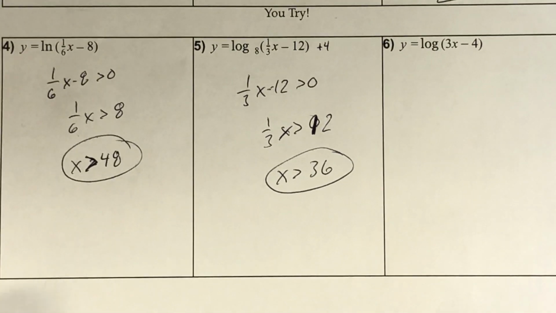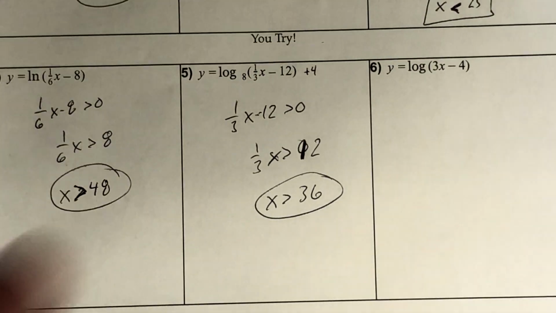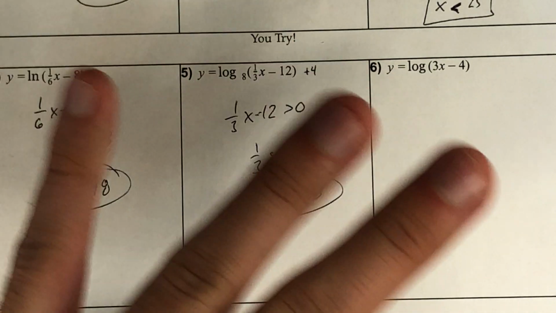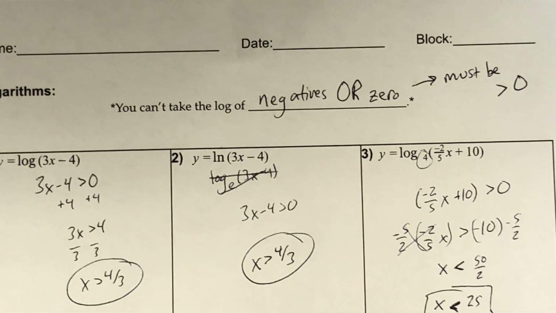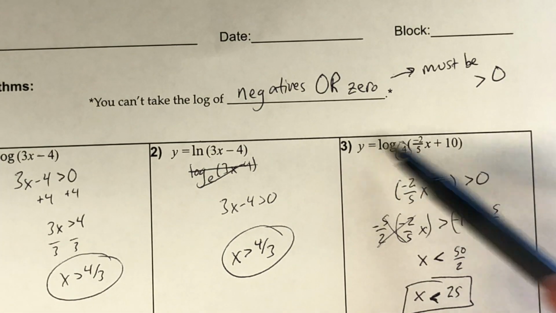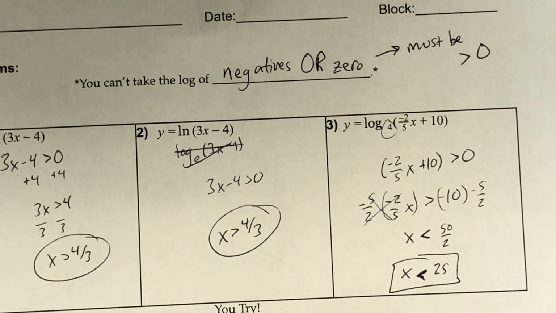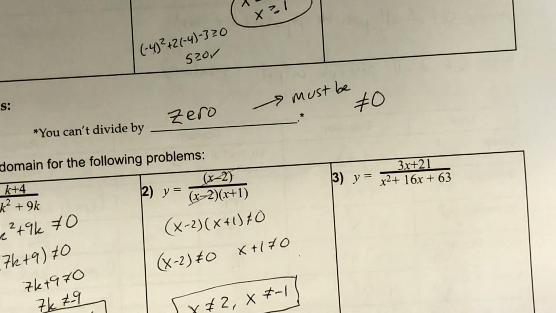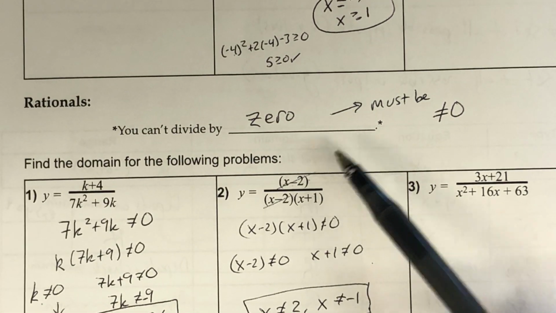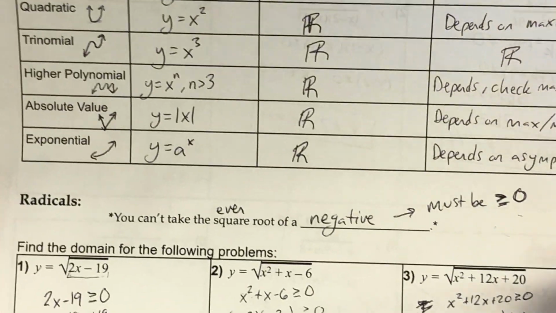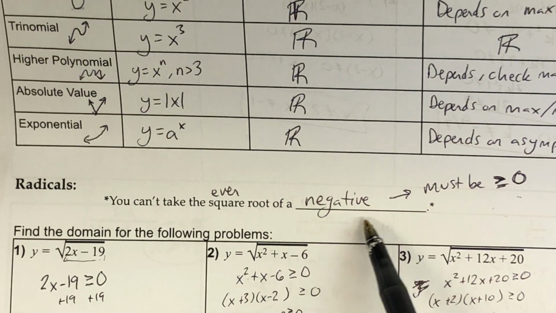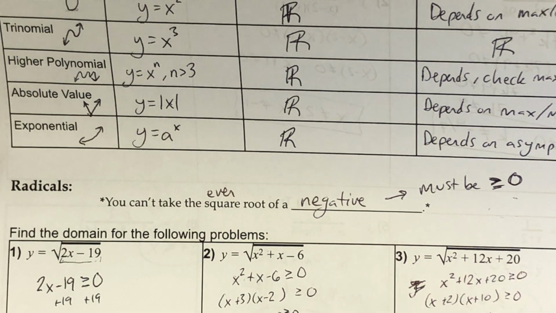Okay. All right, so that covers what we're doing today. So 3 types of functions with special domains. Logarithms, can't take the log of negative or 0, so you set it greater than 0. We have rationals, which can't be divided by 0, so you have to set it not equal to 0. And then we have radicals, which you cannot take the square root of a negative number, so you set the inside greater than or equal to 0.